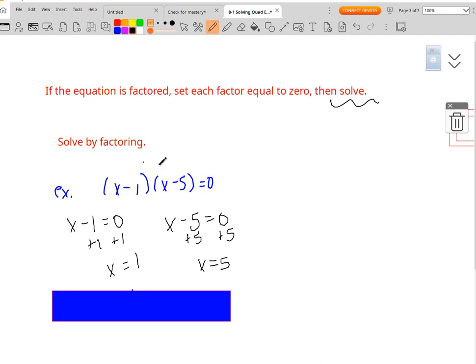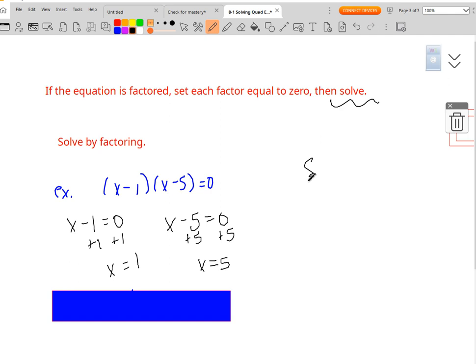No. Well, x times x equals what? X squared, right? And x squared would make it a quadratic equation. So we're factoring, it's been factored for us.